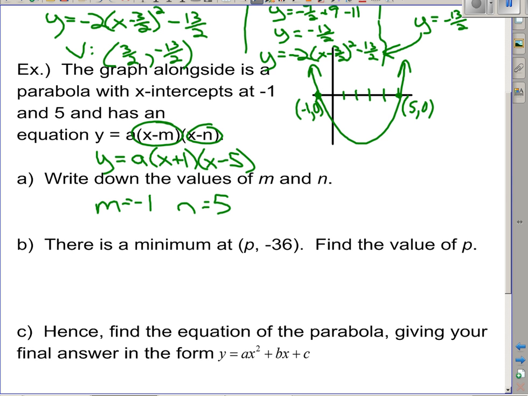There's a minimum at p, negative 36. Okay, so they're asking us, do we know anything about where the vertex is? The minimum has to occur halfway between our x-intercepts of negative 1 and 5. In other words, it needs to occur at 2. So we could say it's the average of our x-intercepts, or a p-value of 2.